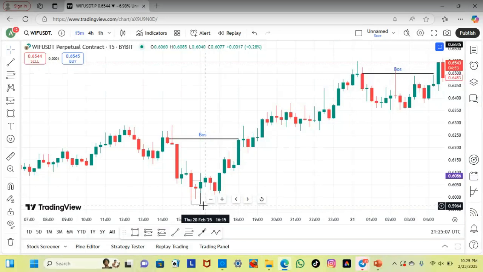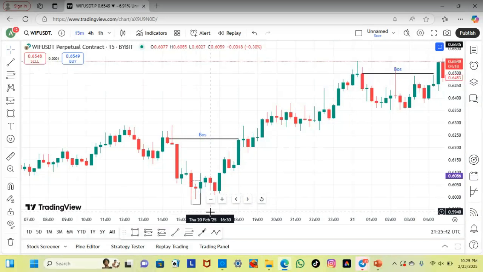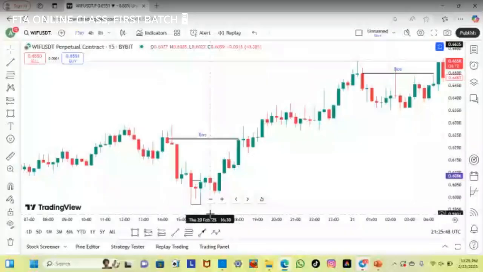How do you know this is a hammer? So first of all, you see a small body here. Then we see a small upper wick, and a long lower wick, which is 2 to 4 times larger than the body. If you can see it clearly, you see that it is 2 to 4 times larger than the body.